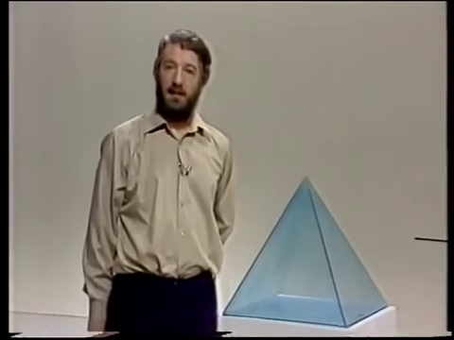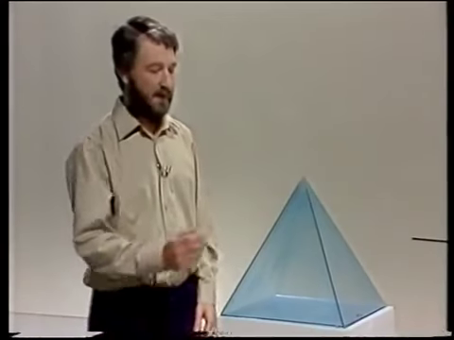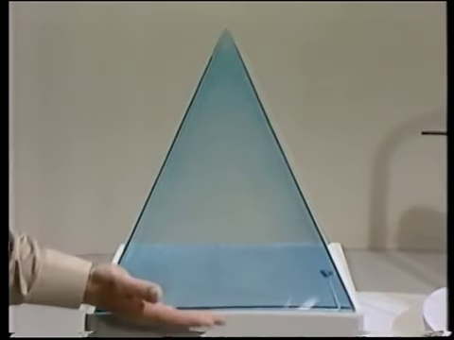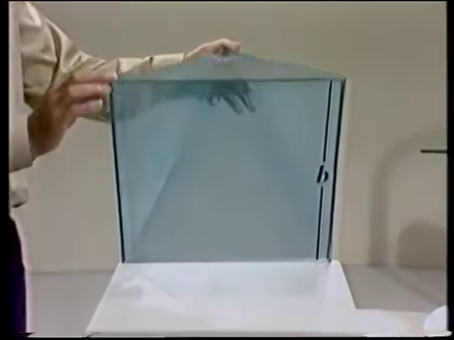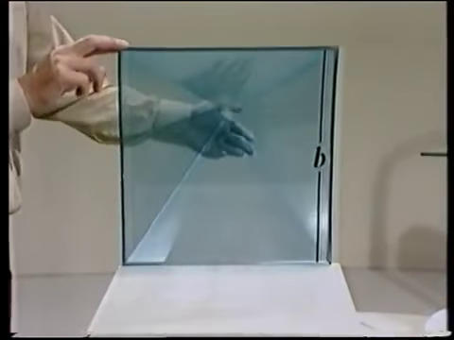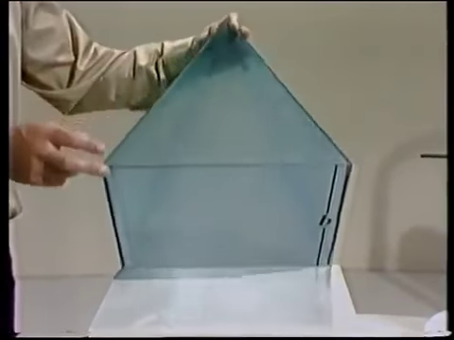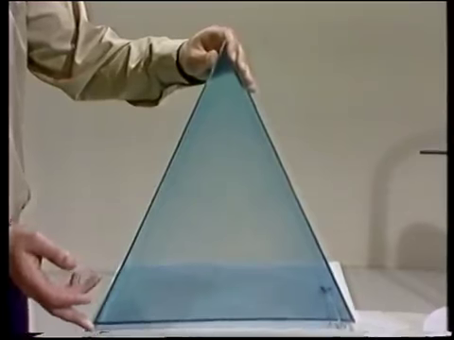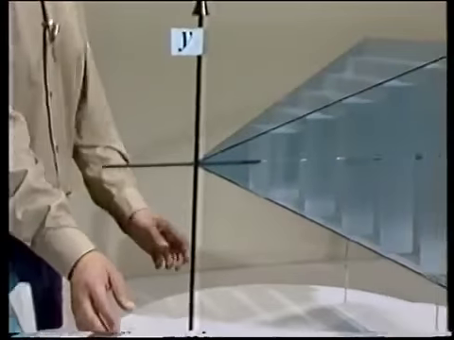We'll use the same method of approximation to find the volume of this pyramid. It's got height h, and its base is a square whose side has length b. What we have to do first is to decide how to approximate the volume. And I'll approximate it like this.